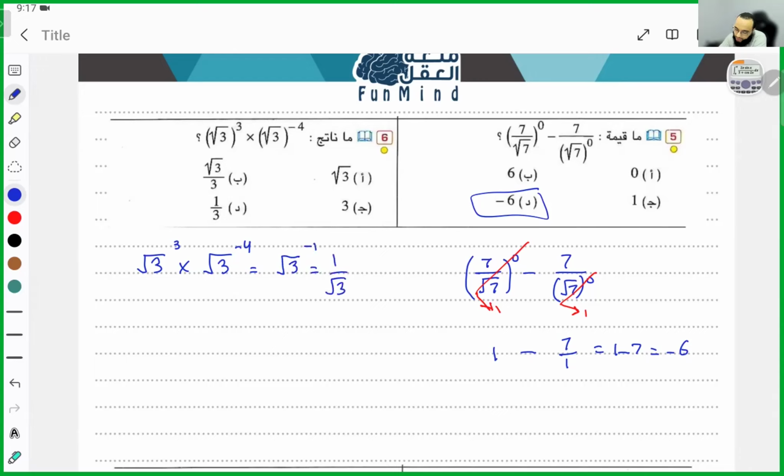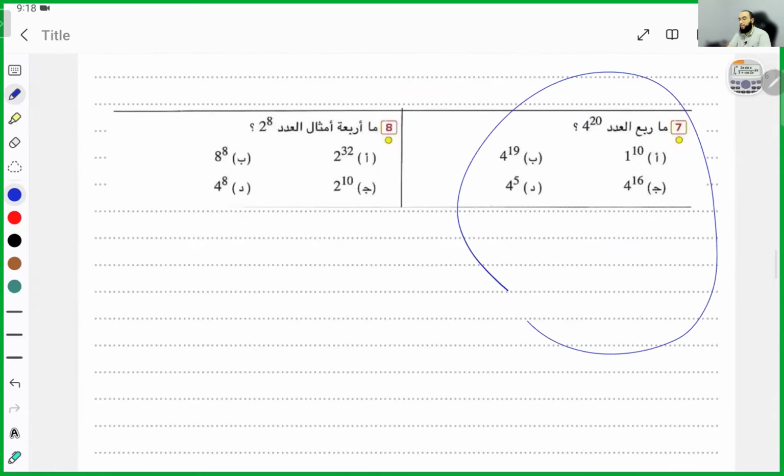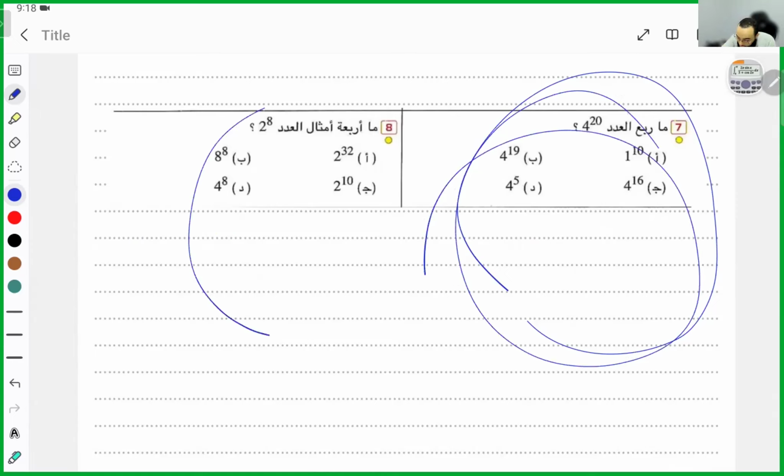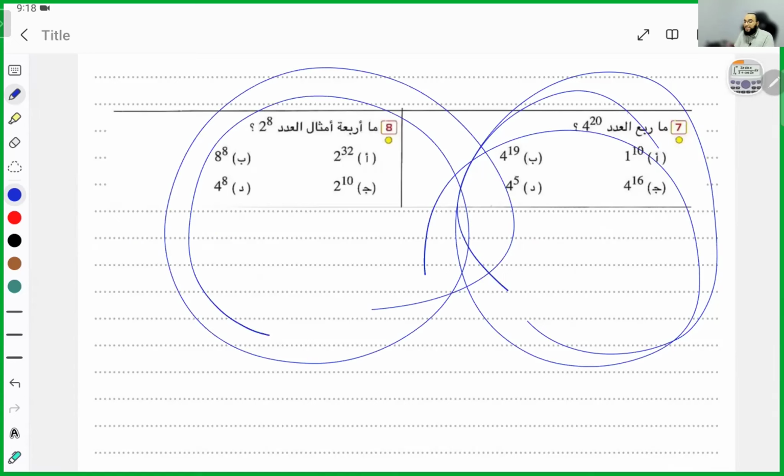Actually, 1 over root 3, we can simplify it by multiplying root 3 up and down. It's going to be root 3 over 3, this one. This question and this question, I will put a question like them in the next quiz. Take care. These two questions always come up in the exams. We have had this question in many exams before.